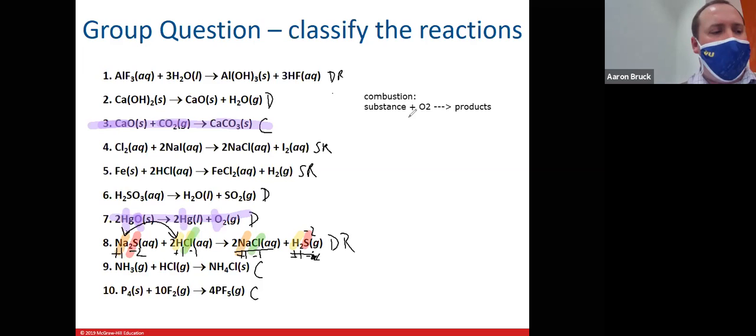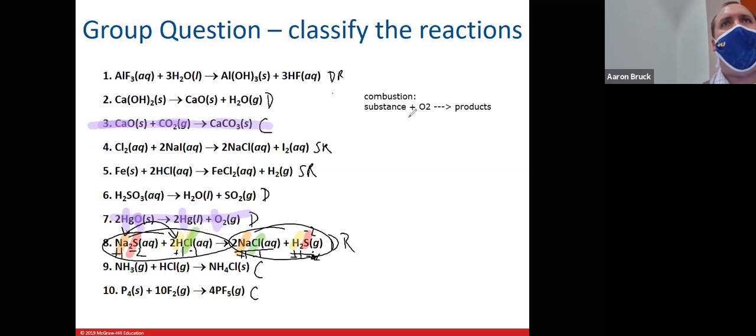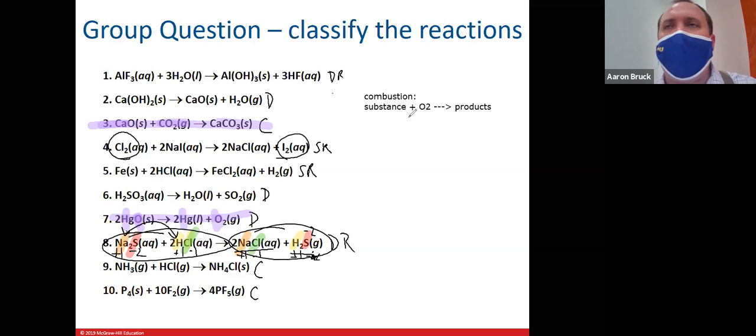So that on its own puts us into the replacement area. The fact that we call it double replacement has to do with the fact that both of the substances on each side are compounds. If one of those substances was an element, like in the case of number 4, chlorine and iodine are both elements. They're molecular elements, but they are elements nonetheless. That's what makes it single replacement. In double replacement, I have to have two compounds on each side of the equation.